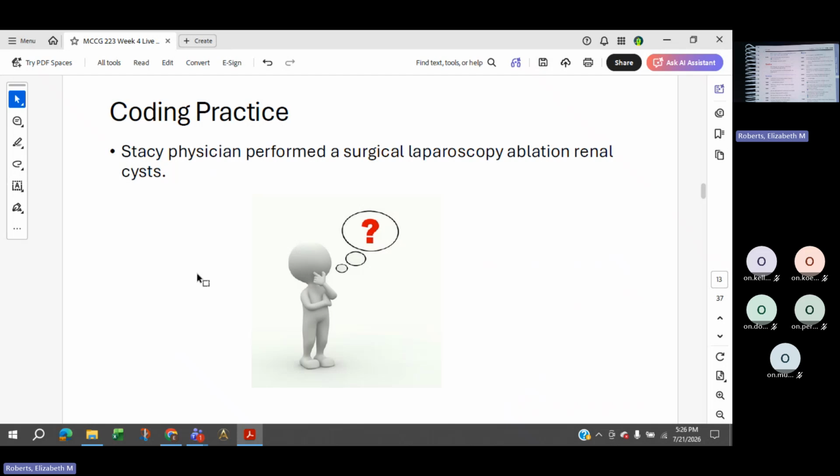Stacy's physician performed a surgical laparoscopy ablation of renal cysts. So this is a pretty simplistic one here. What are we going to look up? I'm going to ask you guys in the chat: what are we going to look up in the index? Stacy's physician performed surgical laparoscopy ablation of renal cyst. What's the main term here?